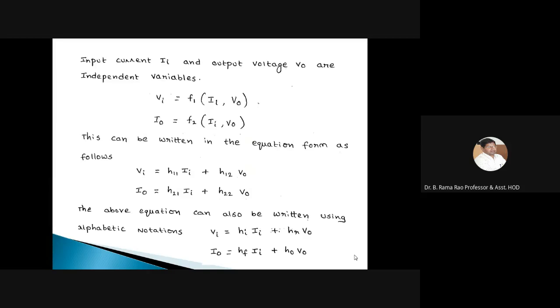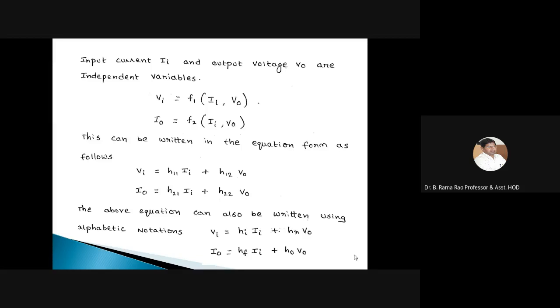After that, we saw how we are going to express the input voltage and output current as a function of input current and output voltage. Here there are dependent variables and independent variables. Dependent variables are the input voltage and output current. Independent variables are input current and output voltage. By choosing the independent values, we calculate the value of the dependent variables.